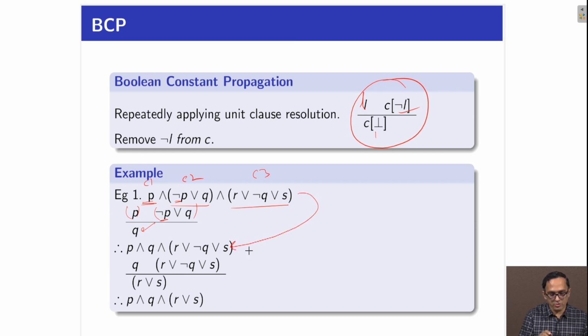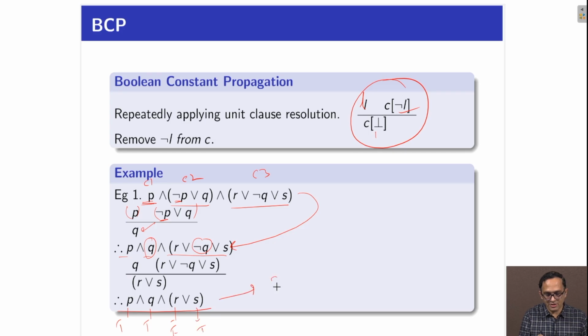My formula is reduced to P, Q and the third clause. Now you have Q and not Q, so if I put this together I get R or S. I get this formula. Now I cannot apply further BCP, but you can assign P equal to true, Q equal to true, R equal to true and S equal to true.